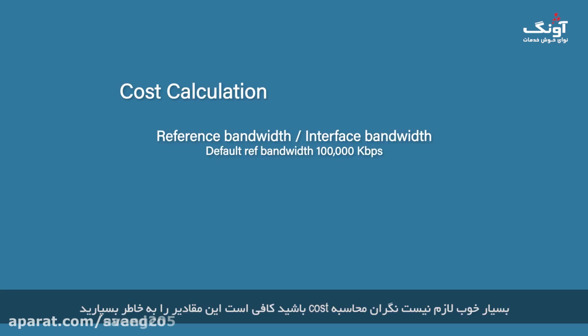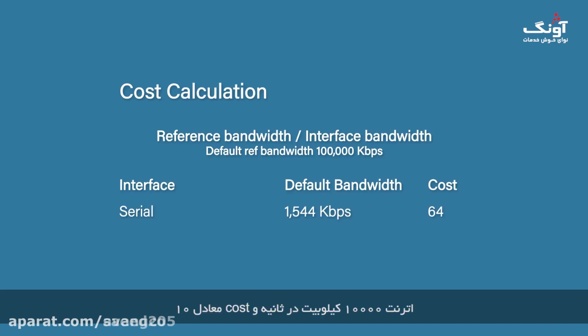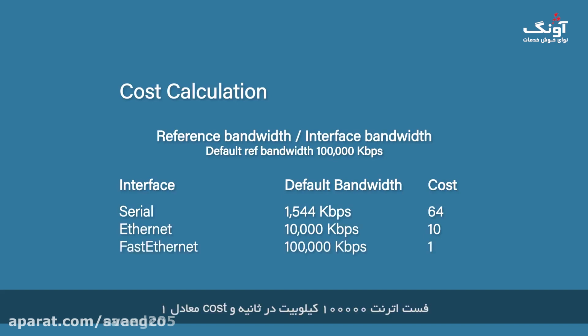Okay, so don't worry too much about the sum. Just try and remember these cost values. Serial interfaces, 1,544 kilobits per second. This is a cost of 64. Ethernet, 10,000 kilobits per second, a cost of 10. Fast Ethernet, 100,000 kilobits per second. This is a cost of 1. Now anything faster than Fast Ethernet will also be a cost of 1.